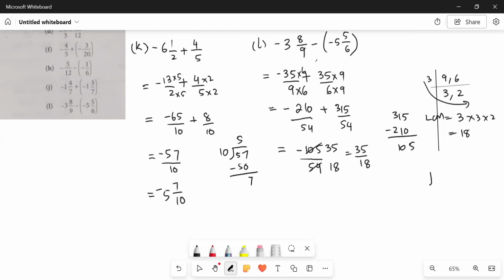And now we can convert them into a mixed number. 1 whole 17 upon 18. And we have to put the negative sign since it was negative. So minus 1 whole 17 upon 18 is the answer.